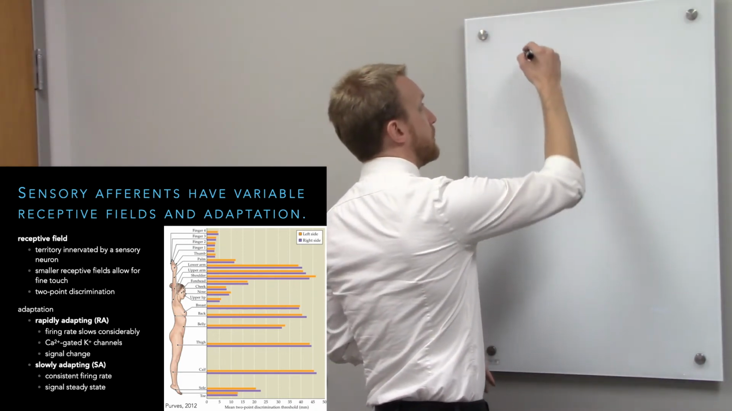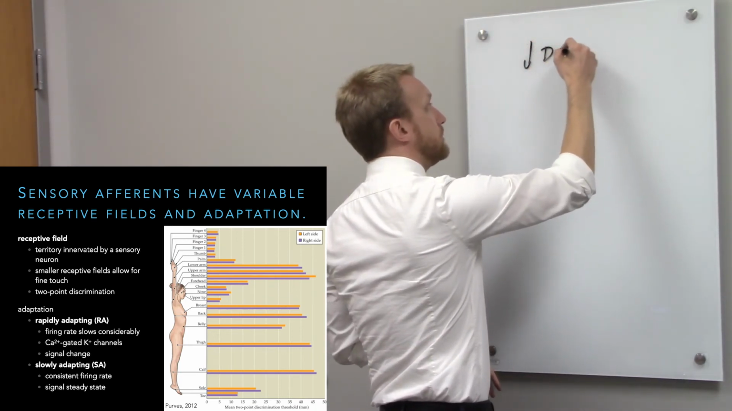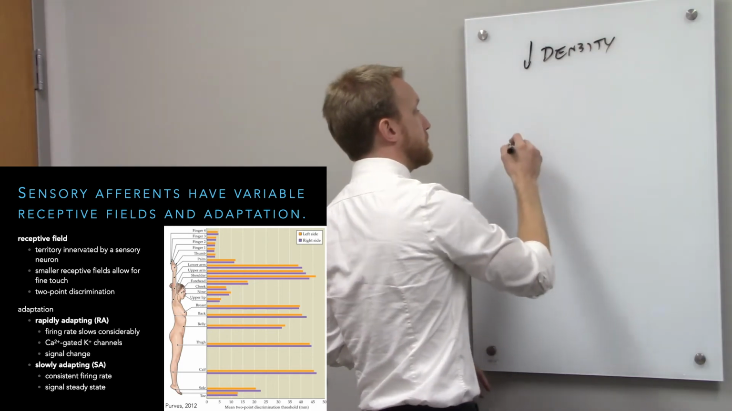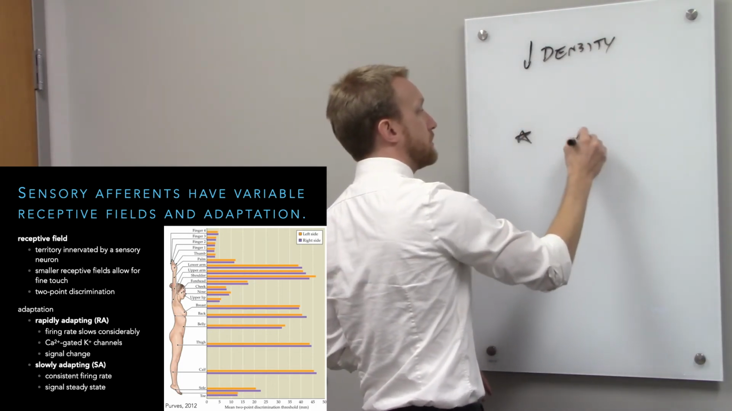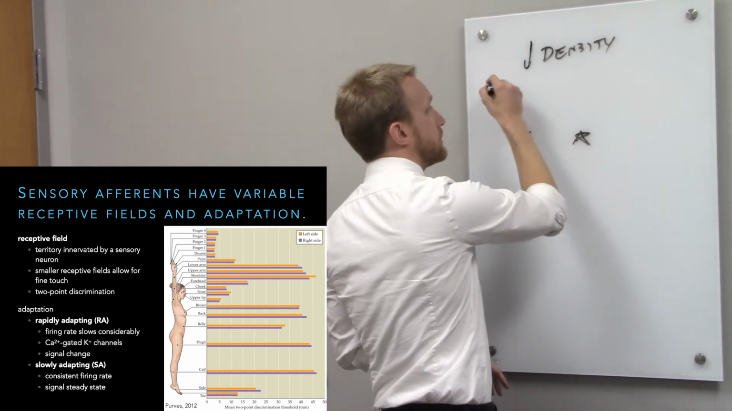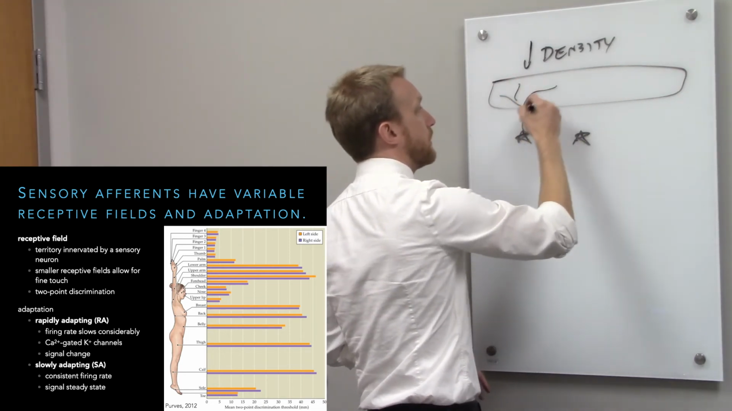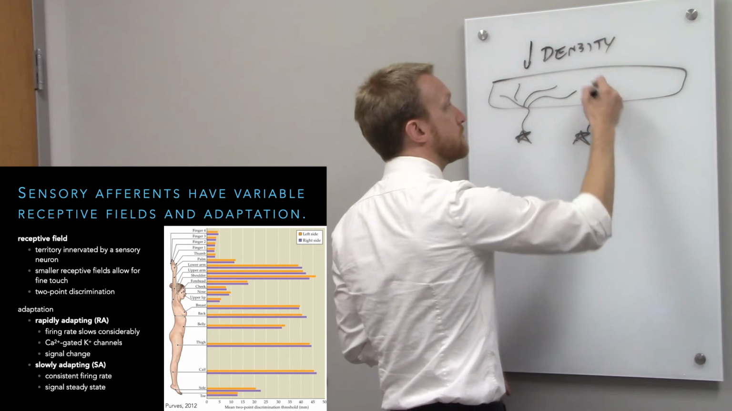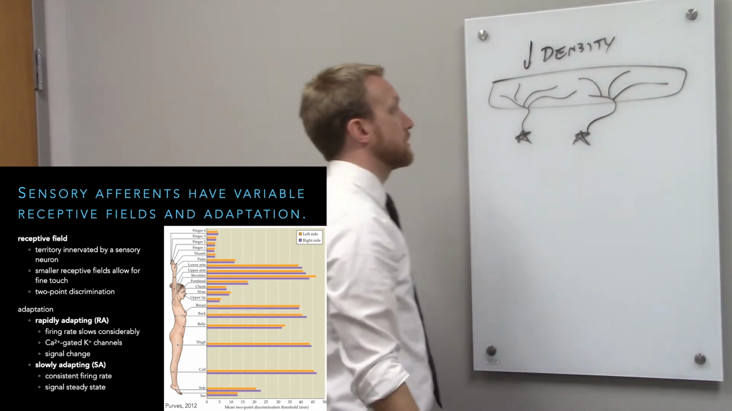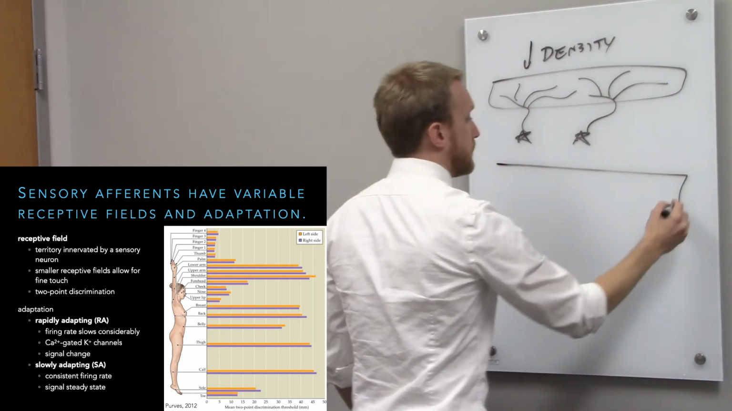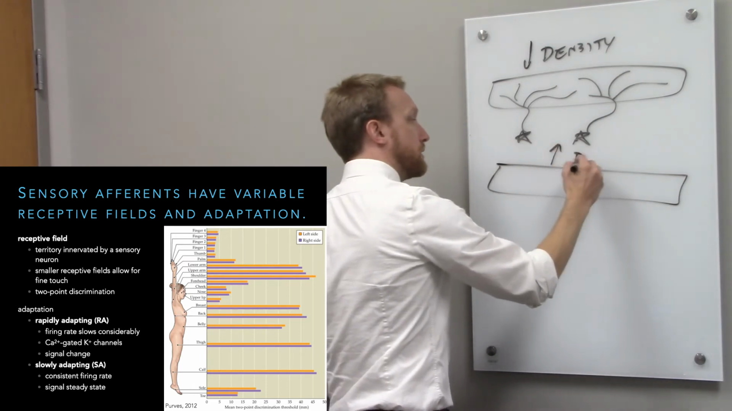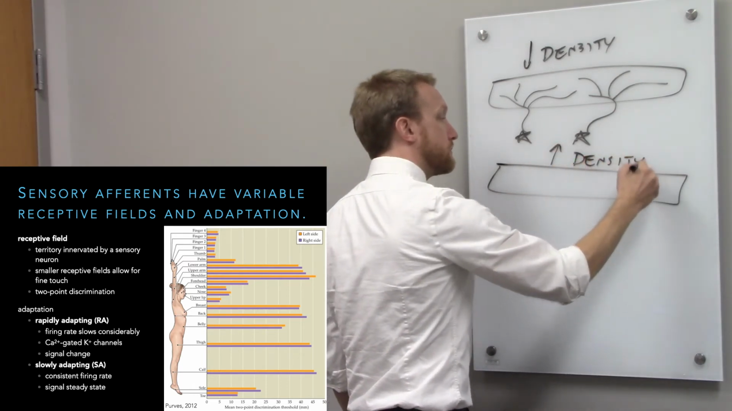So with low density innervation, let's say we only have 2 neurons to cover this patch of skin. Well, this one's going to innervate a fairly large area, and this one will innervate another fairly large area. Same patch of skin, but we increase the density of innervation.